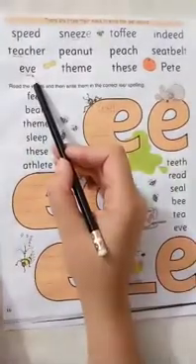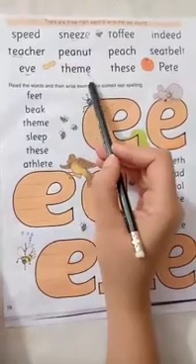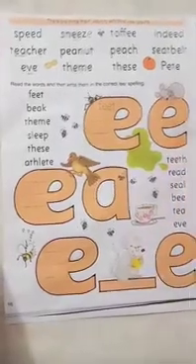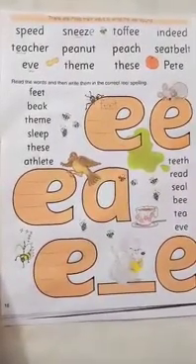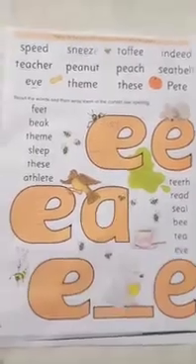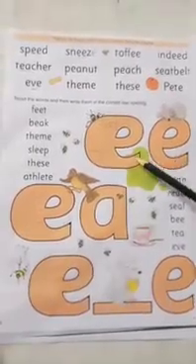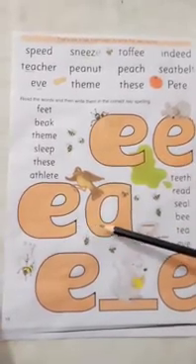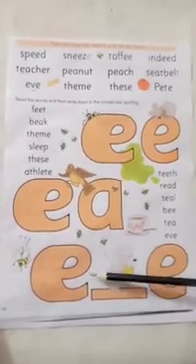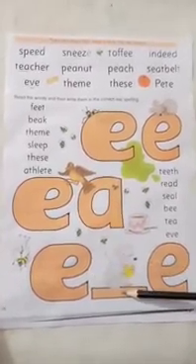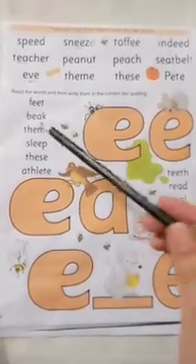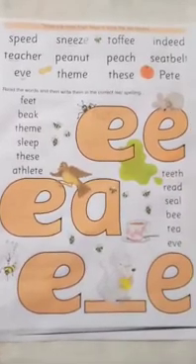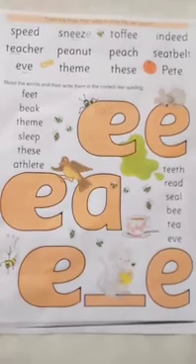So, Eve, theme, these, feet. So, these were the words with three ways of E sound. Now, look down. We are given three pictures. One is when there are two E's. One is when there is an E and A. And the last one is two E's and then a gap in the middle. And we are given these words. We have to read these words and then write them in the correct picture.